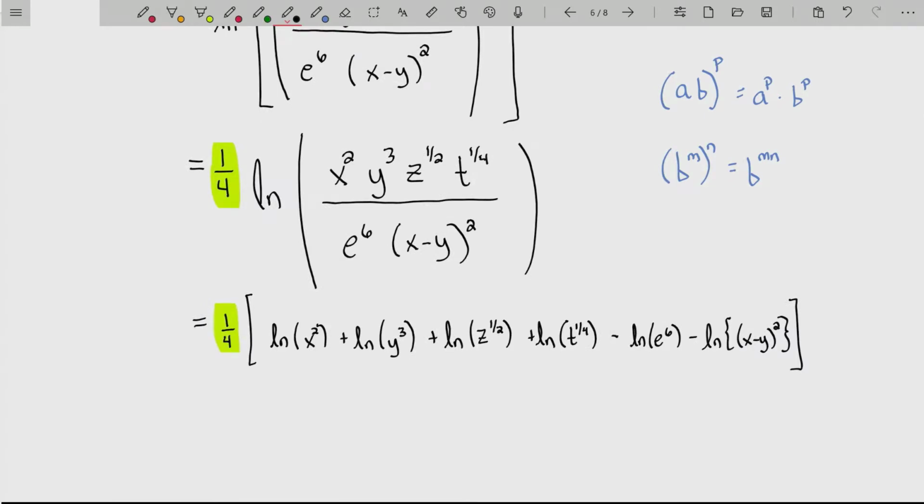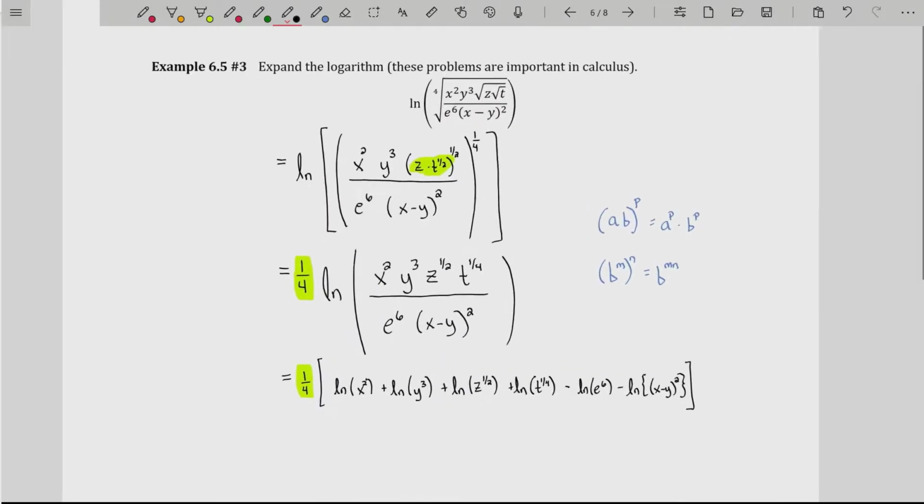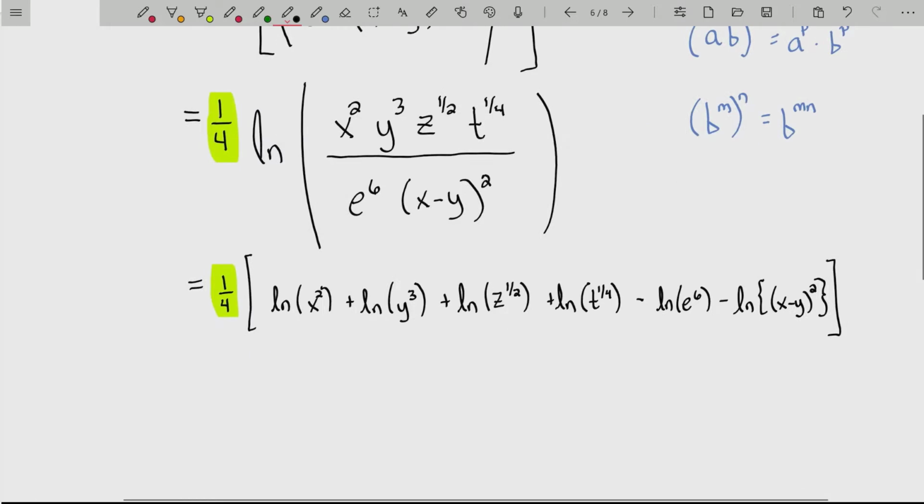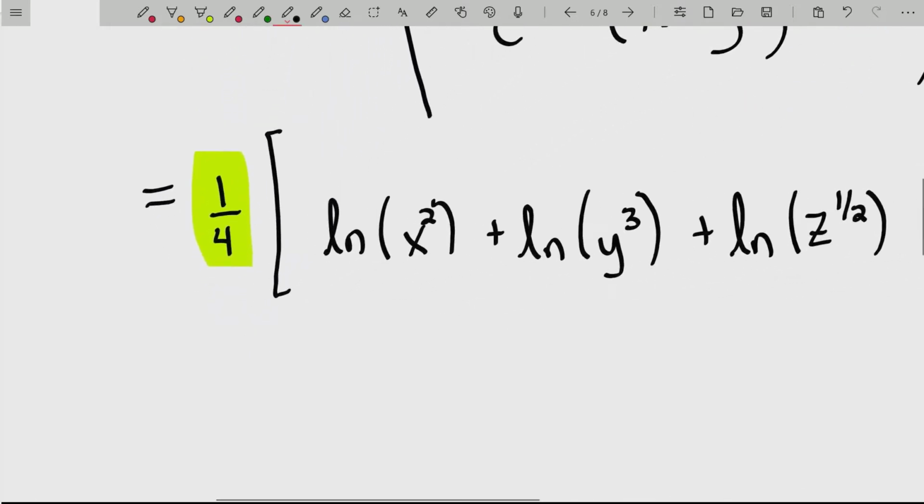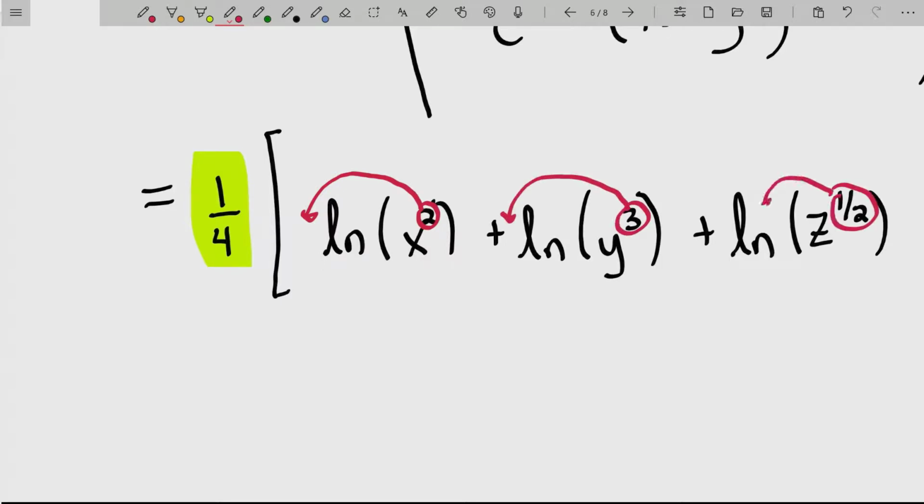Now the idea is that, well, actually what we're being asked to do is expand the logarithm. So what we need to do is continue forward writing these logarithms in simpler and simpler forms. And that means just taking each of their exponents and pulling them out in front of their respective logarithms. And then we will pretty much be done.